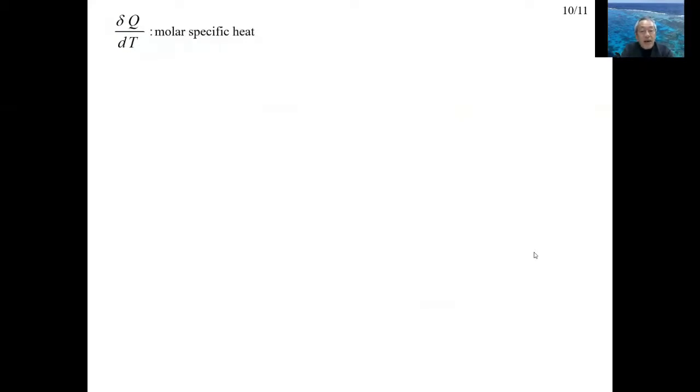Next, let's think about the specific heat. In the explanation so far, we have considered the case of heating 1 mole of gas. So we will consider the molar specific heat as the specific heat. The specific heat when heating 1 kilogram of gas can be easily converted from the molar specific heat. I will explain it later.